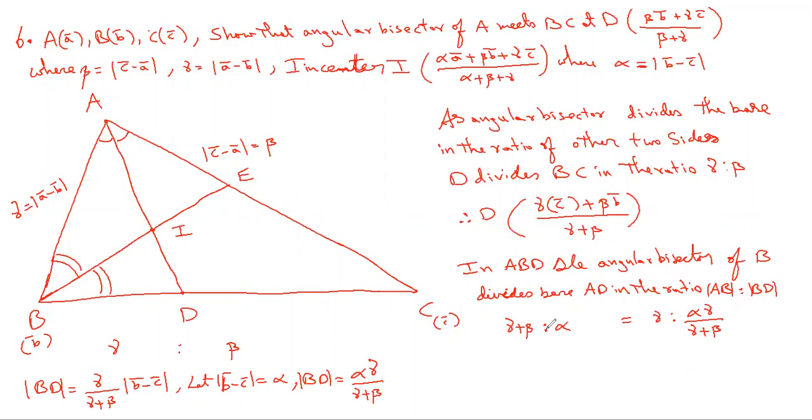Gamma plus beta is to alpha. So this is the ratio in which BI or BE divides AD. So you can easily find the point D, which is already there. What is that? It is B beta plus C gamma by gamma plus beta, or beta plus gamma. Okay, we'll do the calculation in the next place. Make a note of it fast.